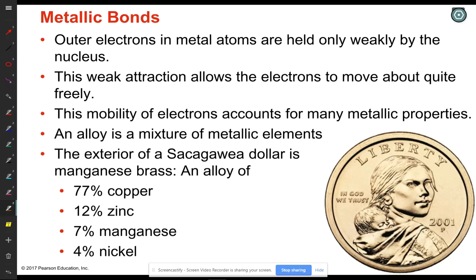So the example here is the Sacagawea dollar. It's a coin that looks gold. Is it gold? No, it is not. But it looks gold. And it's made by putting in 77% copper, 12% zinc, 7% manganese, and 4% nickel. So it's mostly copper. But you have these other metals, and when you put them all together, it gives it this unique color.